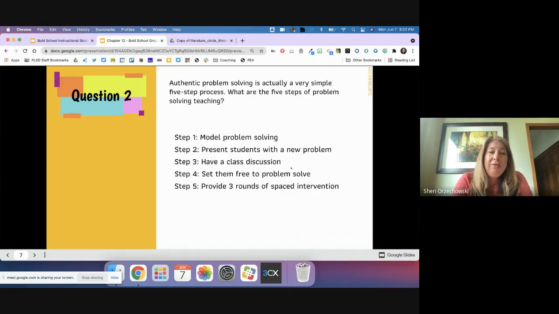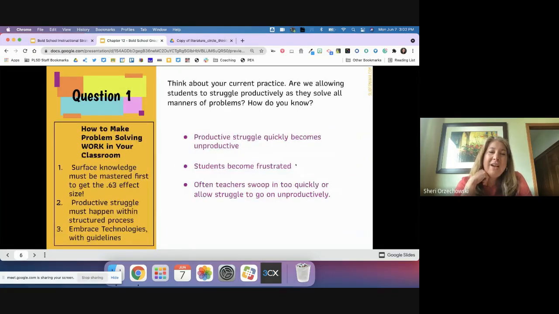So can we go back for a second? One thing on the side there, how can we make problem solving work in the classroom? They had some really good suggestions for that. First, that surface knowledge must be mastered first to get that full effect size. You can't just give kids a brand new standard and expect them to problem solve through something that they don't have the background knowledge to think through.